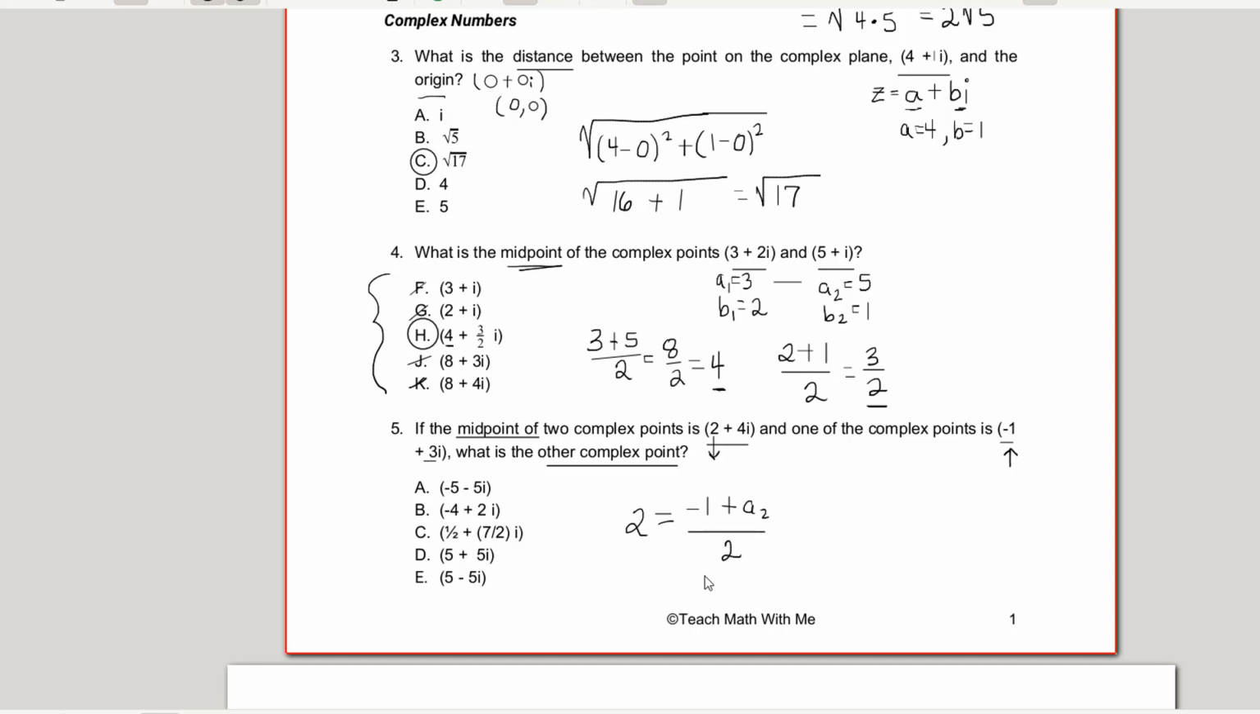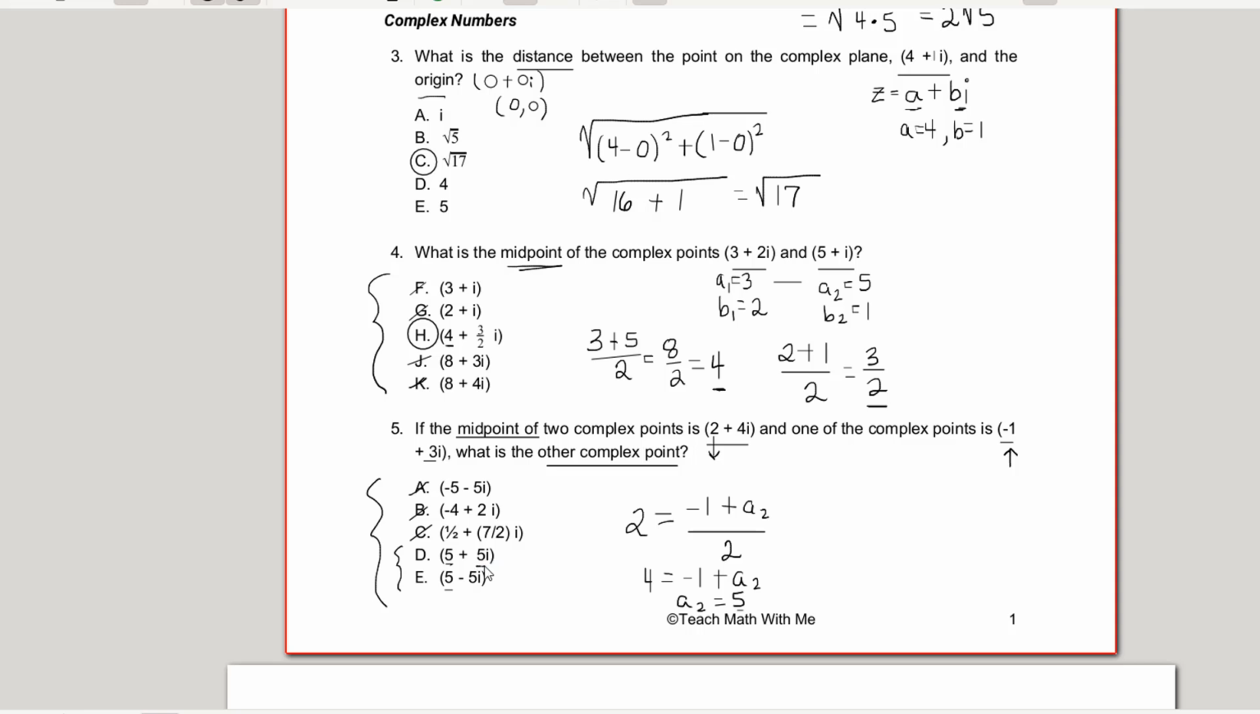This is how we find the midpoint. We'll multiply both sides by 2, and that's equal to -1 plus a2. So we have that real component of the one we're looking for equal to 5. And like we did before, I like to go through and look at my answer choices. Where do we have a real component of 5? That's -5, that's not going to work. -4, 1/2, and then D and E here both have real components of 5. So we do have to continue working through.